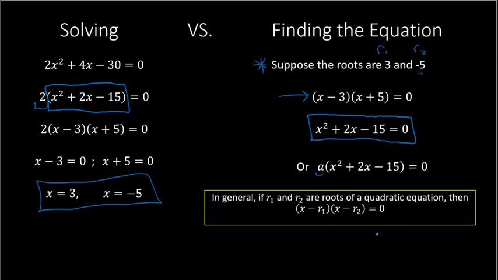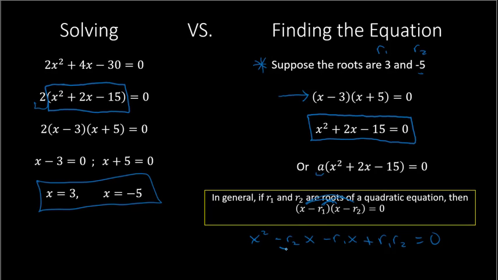That's in general. Then when you FOIL this, we'd have x times x to get x squared. You'd have x times negative r2, so we have negative r2 times x. Then inner, negative r1 times x. Then last, negative times negative is a positive, r1 times r2.